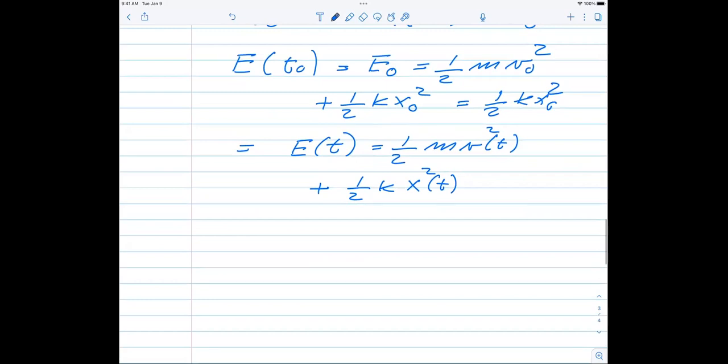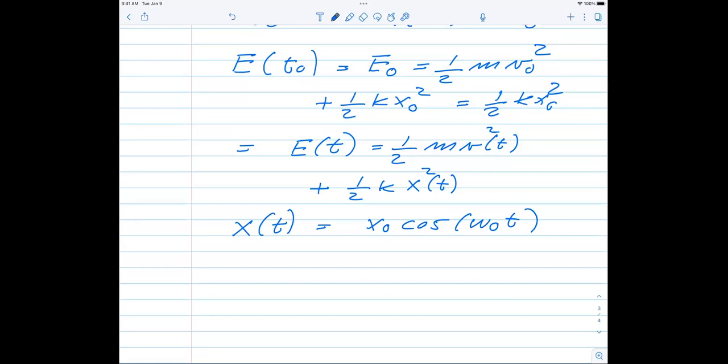Now, what we know is that the position is given by x(t), which is now this x0 times cosine of omega 0 times t. So for the position, we just need to plug in this specific value into the potential energy. And for the velocity, we need to take the derivative of x. And then we just plug that one into the equation for the kinetic energy.